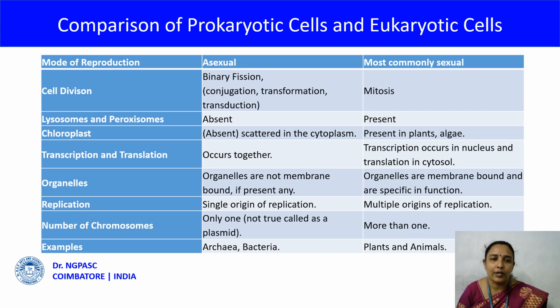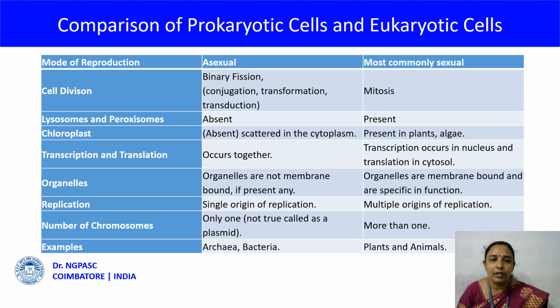Transcription and translation occur together in prokaryotes, whereas in eukaryotic cells, transcription occurs in the nucleus and translation occurs in the cytosol. The organelles are not membrane bound in prokaryotes, whereas all the organelles are membrane bound and are specific in their function in eukaryotes.